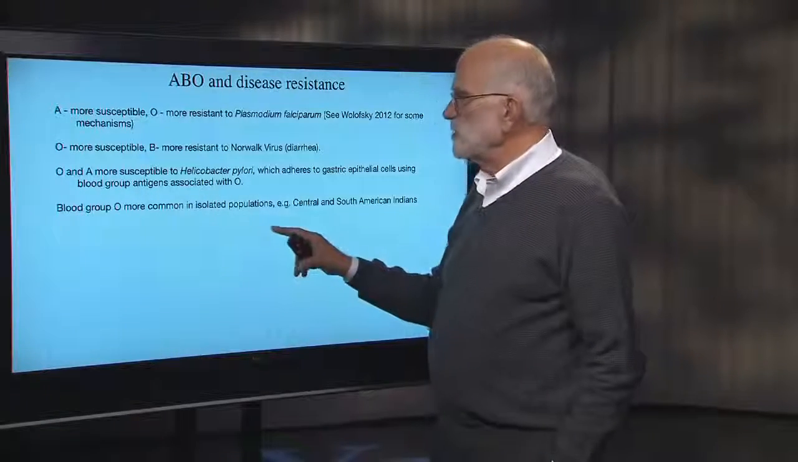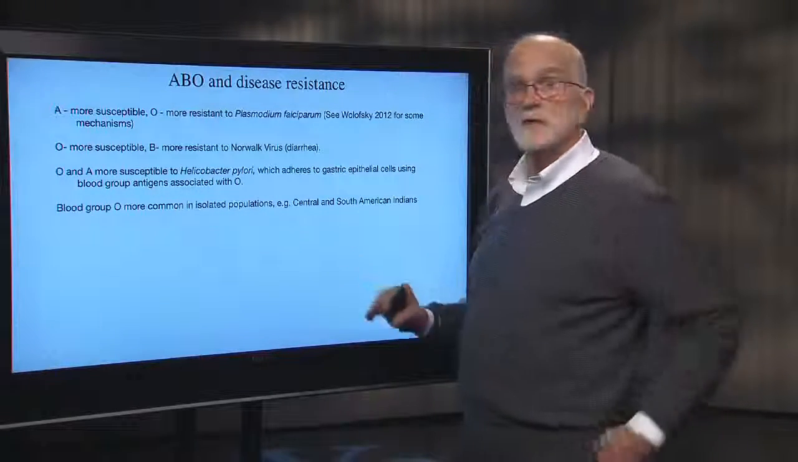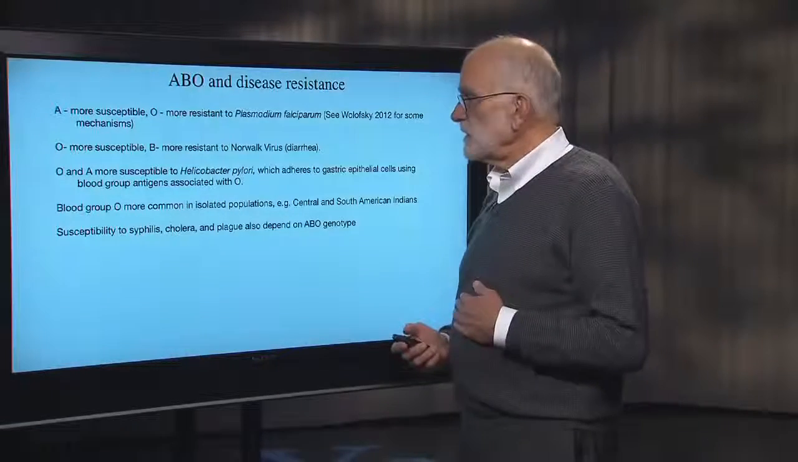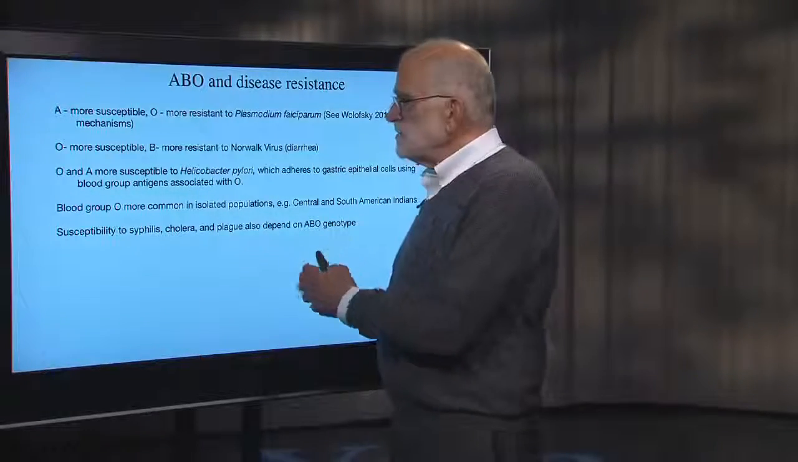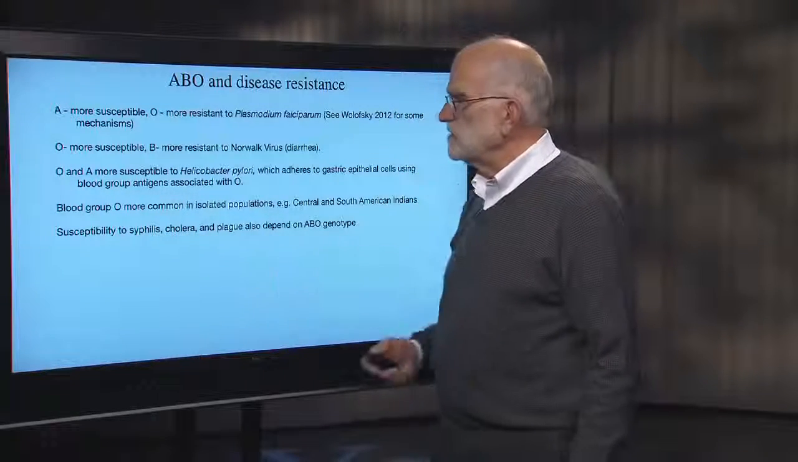Blood group O is more isolated and more common in isolated populations. For example, it's pretty frequent in Central and South American Indians. And combinations of ABO also cause variation in susceptibility to syphilis, cholera, and plague.